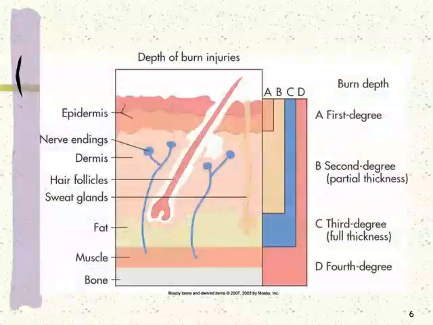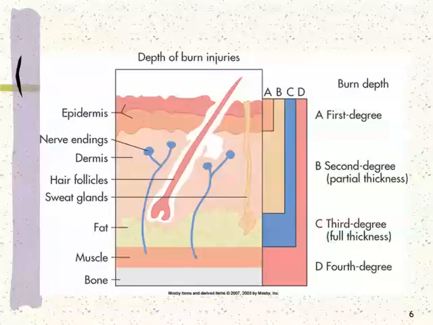This diagram looks at the depth of burn injuries. It shows the different layers of the skin and where the burn depth would affect the epidermis, the dermis, the muscle, and the bone. So as you can see, patients that suffer third degree full thickness burns have not only the layers of skin damaged, but also hair follicles, sweat glands, and fat, and may extend down with fourth degree burns into the muscle and bone layer also.